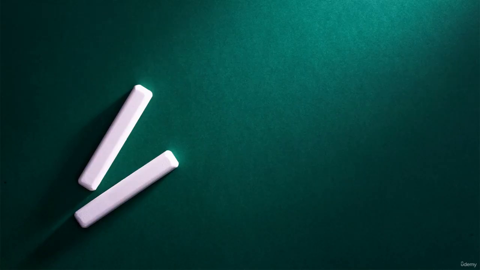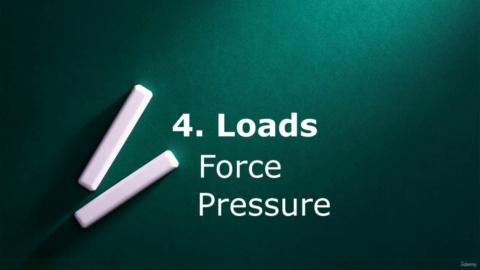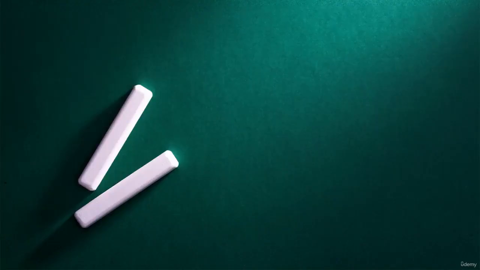After our part is fixed, we will have to apply our loads. We're going to use three different loads. The first one will be force, which is 2000 newtons. Then we're going to apply pressure, 1500 newtons per meter squared, and then bearing load, 2000 newtons. So the force will be here on this section and this section. The pressure will be here on this surface from the inside, and the bearing load will be here inside, acting down. After we apply our loads, then we can create a mesh.